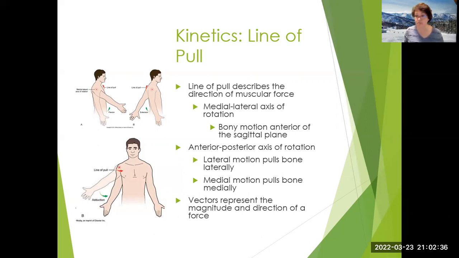With an anterior posterior axis, which is perpendicular to the frontal plane, ab and adduction, a lateral muscle pulls the bone laterally, a medial muscle pulls the bone medially. So vectors represent magnitude and a direction of force. So you can talk about vector relationships in force couples.